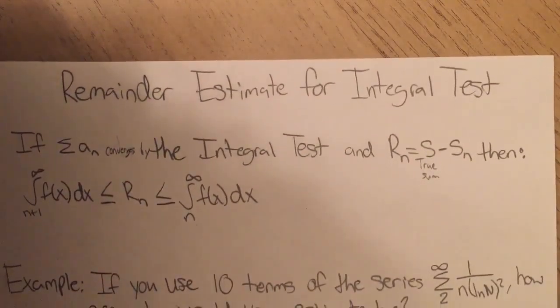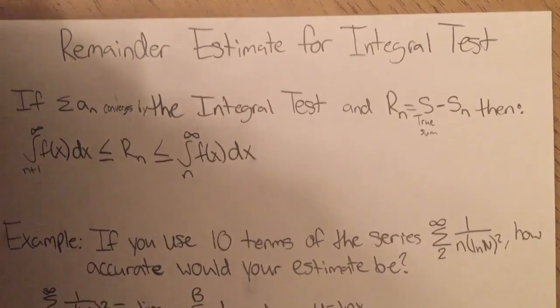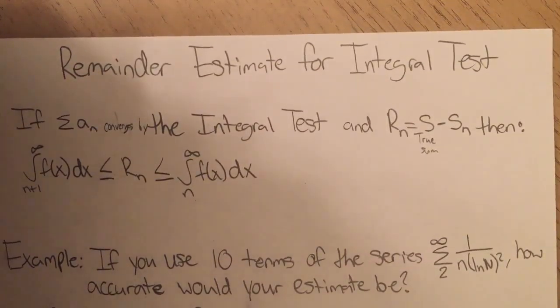Now let's do an example problem. If you use 10 terms of the series from 2 to infinity of 1 over n times ln n squared, how accurate would your estimate be? Just like last time, we're going to have to use the integral test first, but instead of testing it from 1 to infinity, we're going to test it from n to infinity.